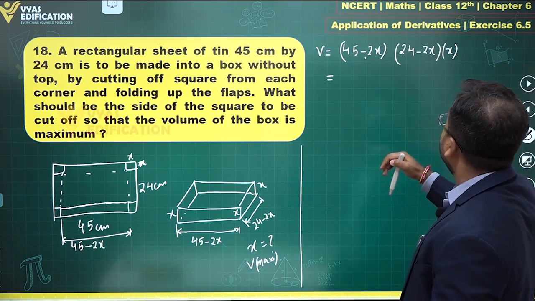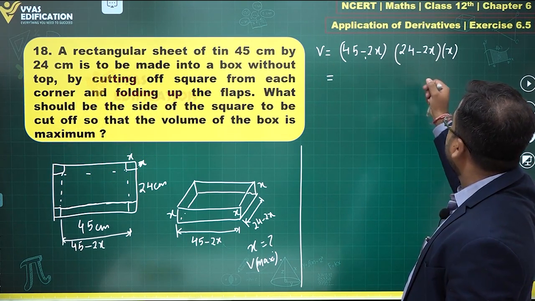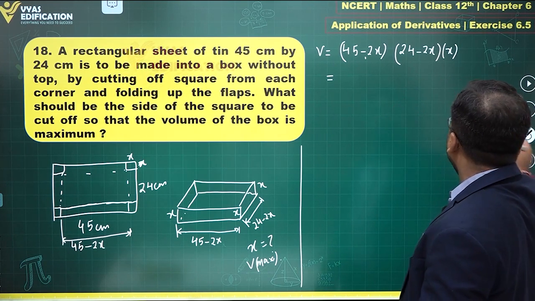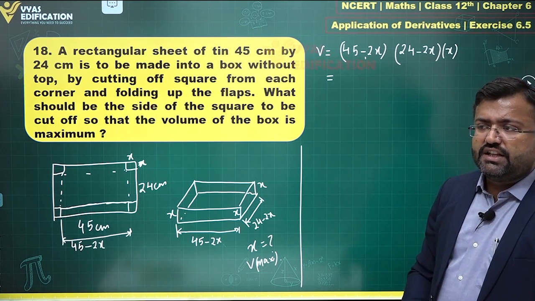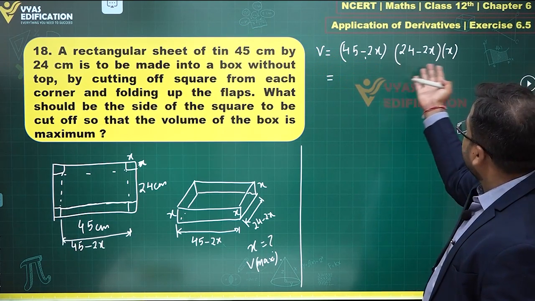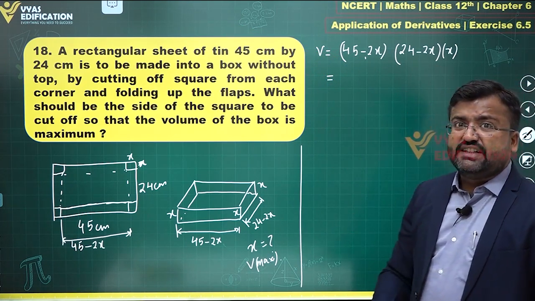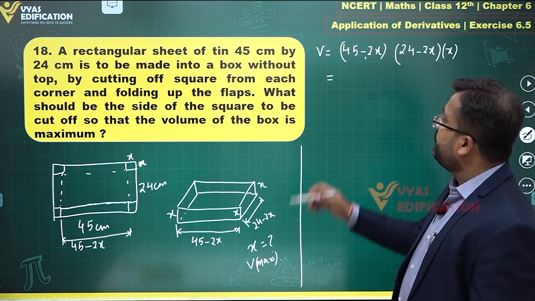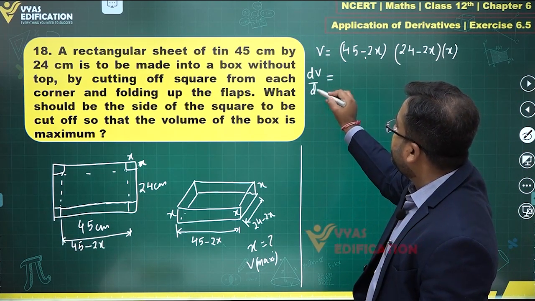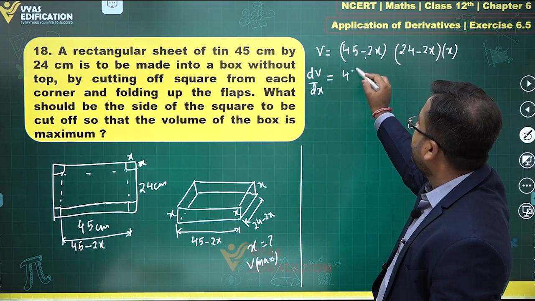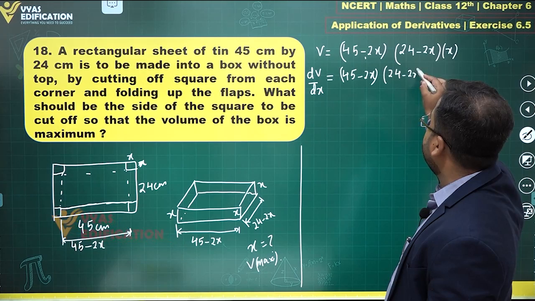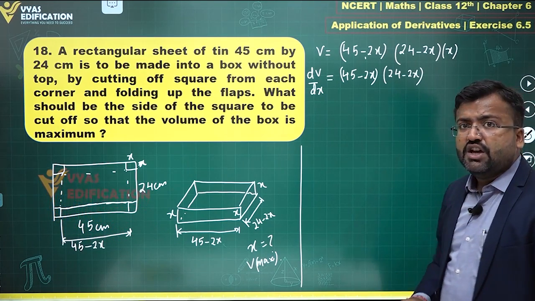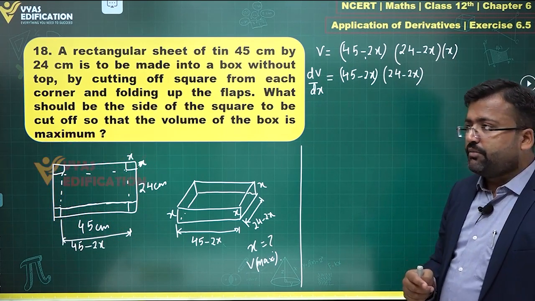And this can further be written as, maybe you can take out a 2 common, x common, for that matter. Let's multiply these together. We can also multiply them together, yes. Or since this is volume in terms of x, why not find the derivative and then see where that takes us? So let's find the derivative, dV by dx. This 45 minus 2x, this 24 minus 2x remains as it is. This is the third function, so we are applying the extended product rule.